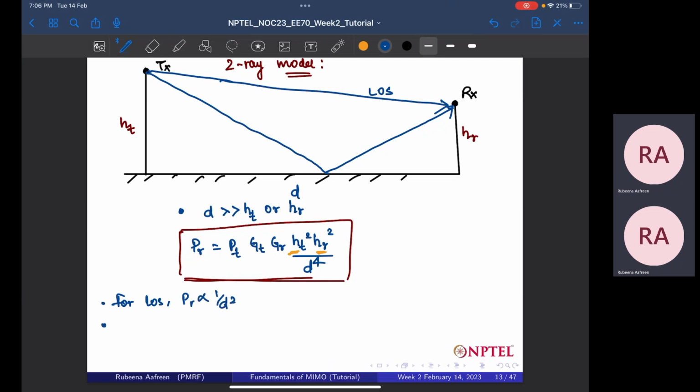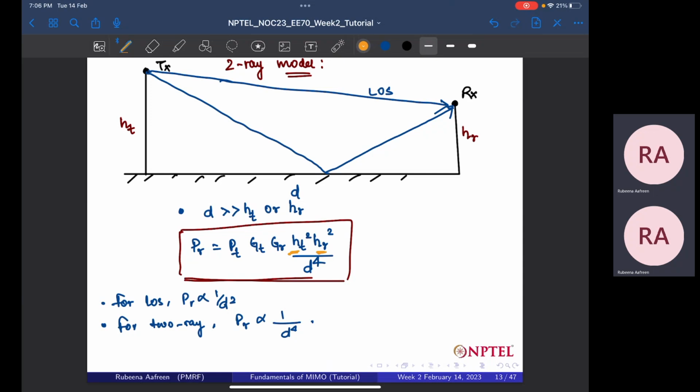We just added one more reflected signal. In addition to the LOS signal, we just added one more. Now you can say that this received power is now proportional to 1 upon d to the power 4. So this happened just when we increased one reflection. In the general scenario, in real life scenario, this is not the case.